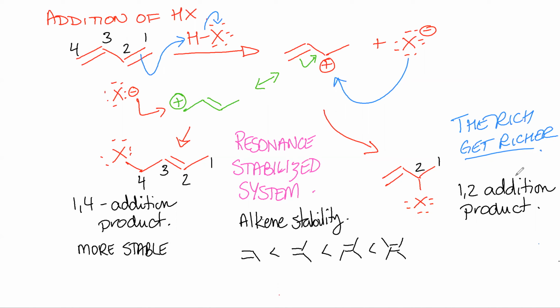And the 1,2 product tends to form faster. This is often associated with the fact that there's a proximity effect: when the initial double bond attacks the proton, the X minus is close to the positive charge, so it can come back and attack more fast.